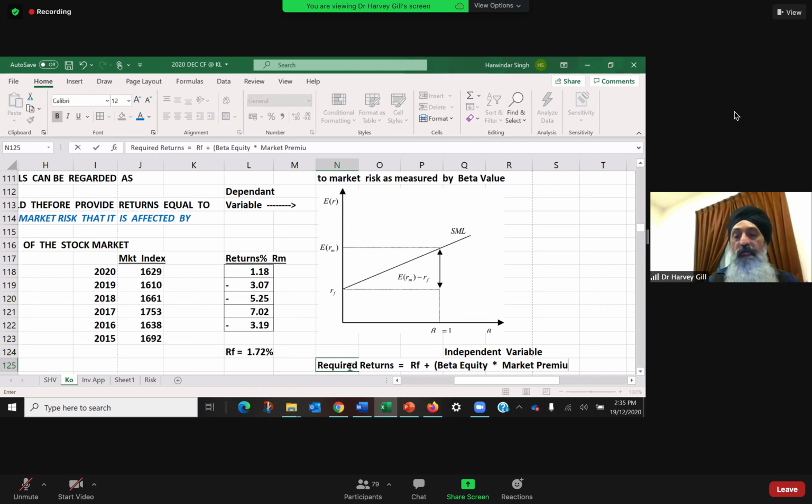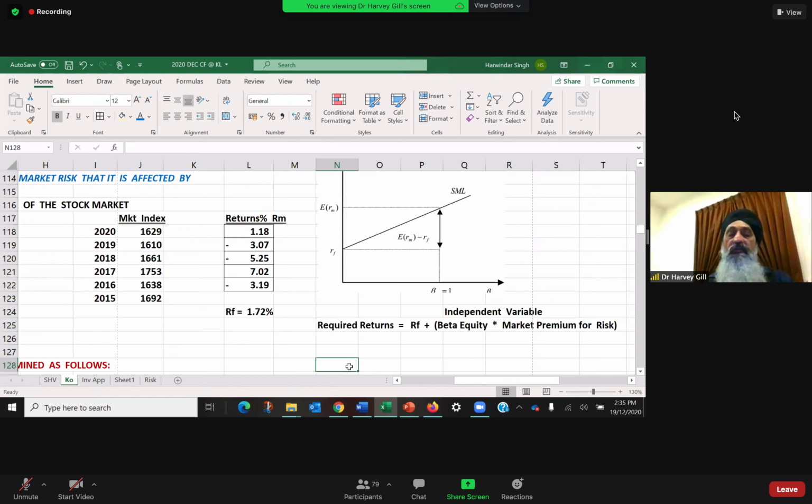So whatever the market premium for risk that is given by the market, and how much of that you absorb, that would determine your required return. Yeah, market premium for risk. There you go. So these are the components you need. This is the data that you need. You need to know the risk-free return. You need to know the equity beta for the companies that you have selected, and you will need to know the market premium for risk. How do we measure market premium for risk?